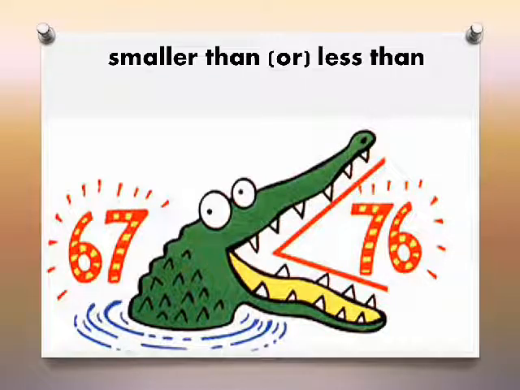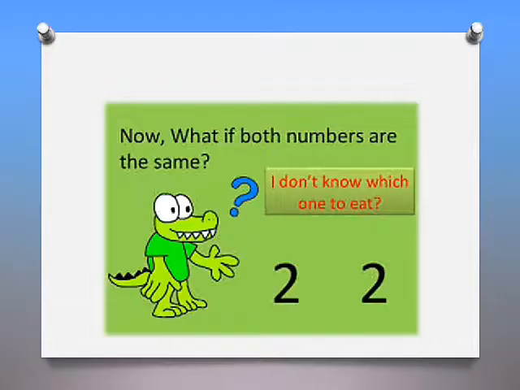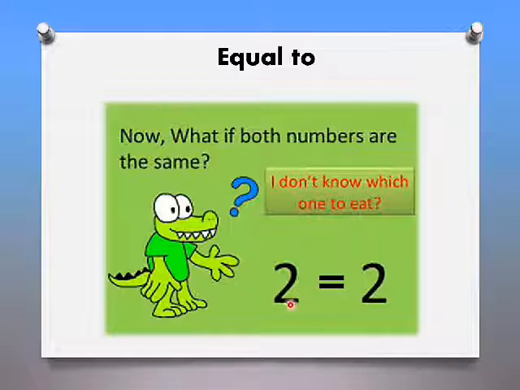Okay, if the numbers are equal, then what symbol will be used? Yes, the equal to symbol. See this picture. The crocodile gets confused about which one to eat first. Why? Because both the numbers are equal, isn't it? In that place, you should use the equal symbol when both the numbers are the same.